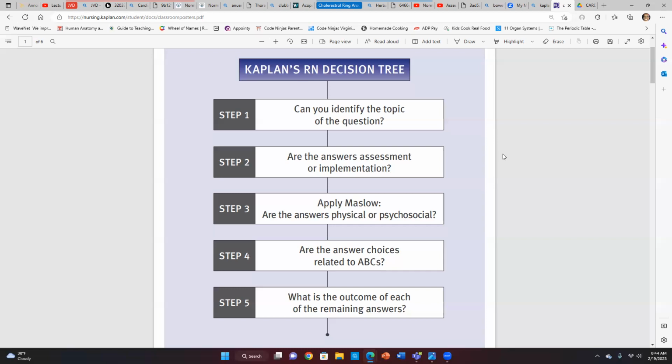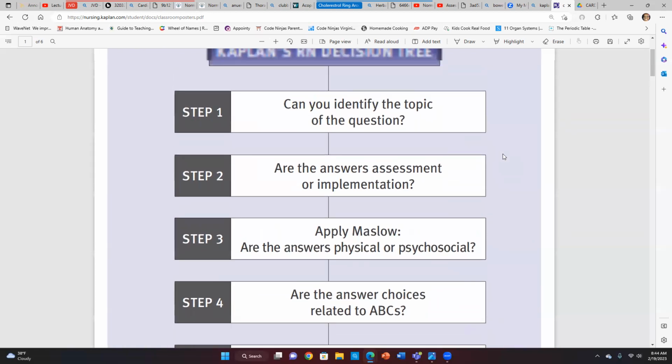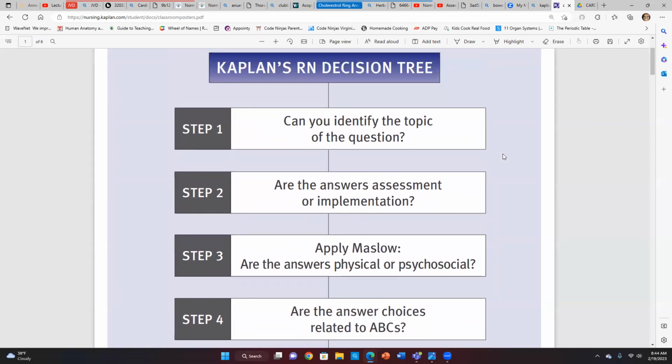All right, let's talk about now the Kaplan decision tree. That's what I'm sharing right now. I love the Kaplan decision tree because it helps me think critically. When I think about the Kaplan decision tree, the first thing I need to do is, can I identify the topic of the question? What is this question asking me? Is it a cardiovascular kind of question? Is it a respiratory kind of question? Is it a positive or negative question?